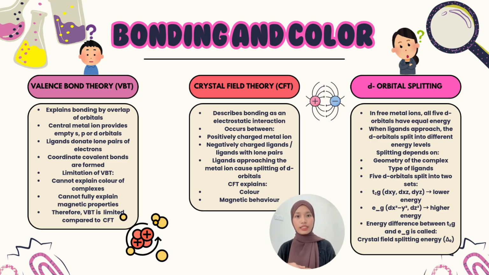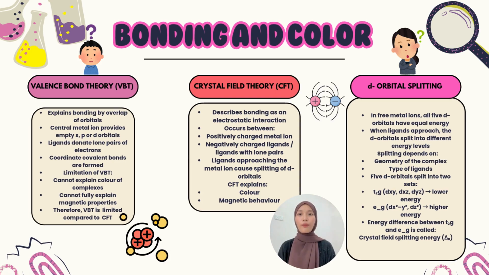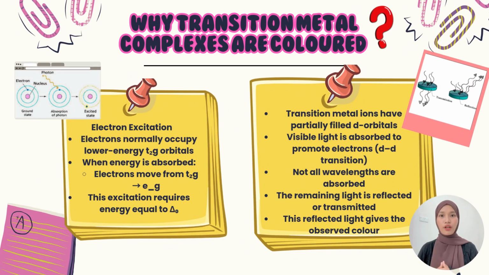This energy difference determines which wavelength of light is absorbed, and the remaining light is what we observe as the color of the complex. So, in summary, VBT helps explain basic bonding, to see how ligands attach to the metal ion. But as we can see, CFT and d orbital splitting are more useful in explaining color and magnetic properties in coordination compounds.